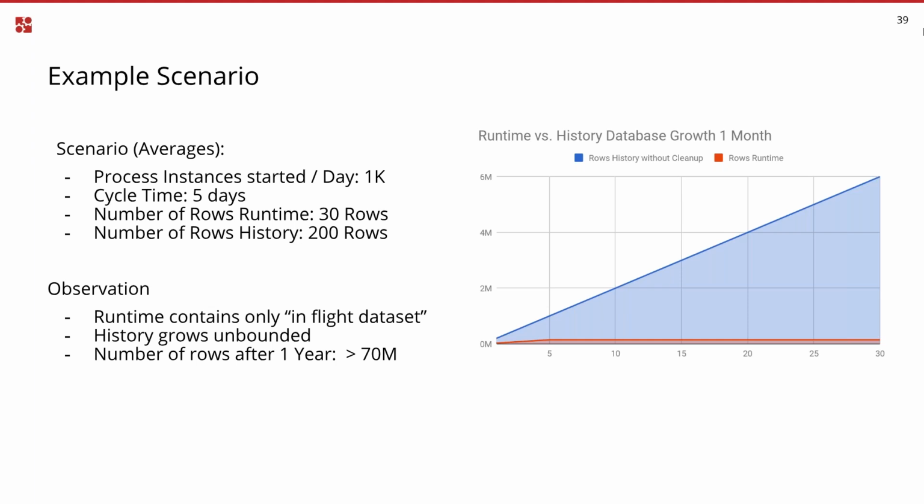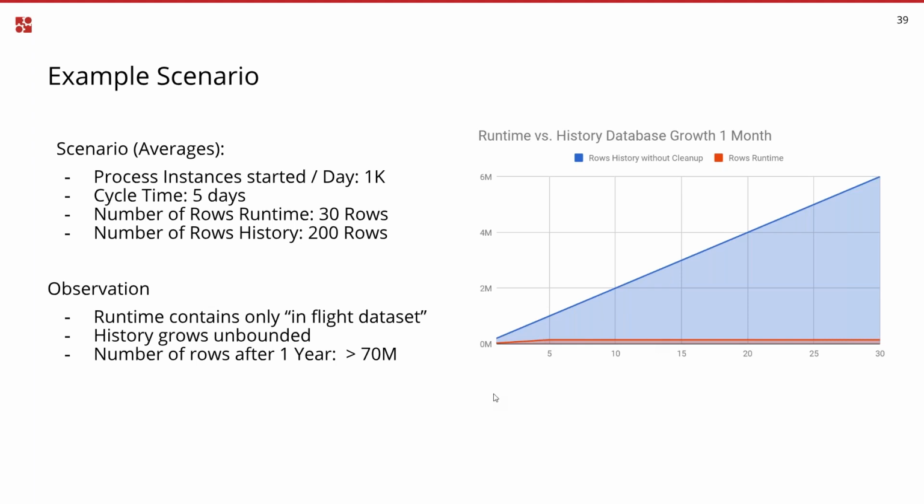Let's assume in runtime data structures, one process instance takes 30 rows. And in the history, it takes 200 rows. It uses 200 rows in the database. Then if we look at this over time, so if we run this in production and let it run for 30 days, this is what the chart on the right-hand side shows. We see, first of all, that the red line, which is the number of rows needed for runtime, grows for the first 5 days, and then it stabilizes, because as we start new workflow instances, we are also continuously ending workflow instances. So there's actually an upper bound of how much this can grow, which is good.